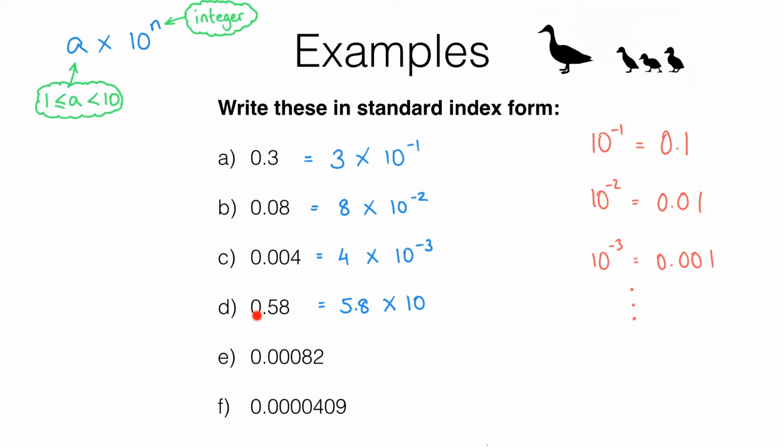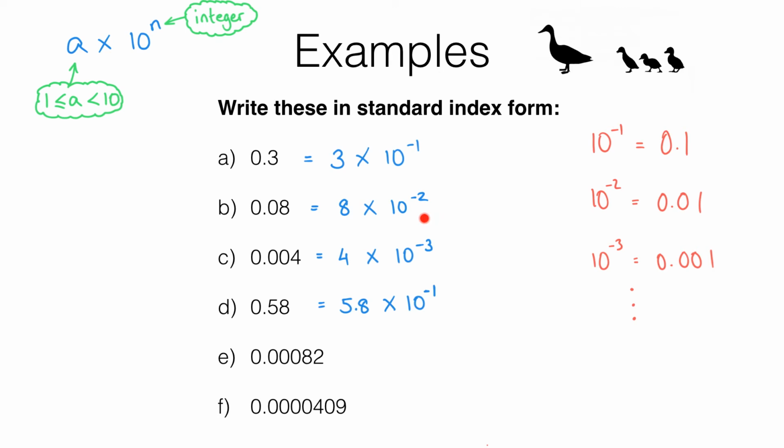Again, I can look for the first non-zero digit. So the first digit that's not a 0, that's the 5. And we can see it has moved 1 place to the right of the units column. So that means we need 10 to the power of negative 1. We can just check this makes sense. 5.8 times 10 to the power of negative 1. That means it's 5.8 times 0.1. And 5.8 times 0.1 is indeed 0.58.